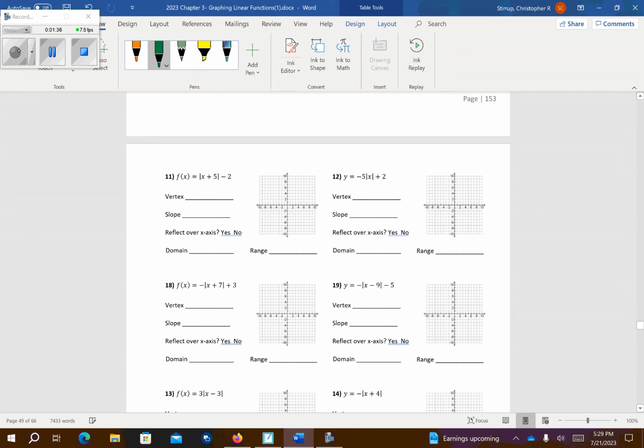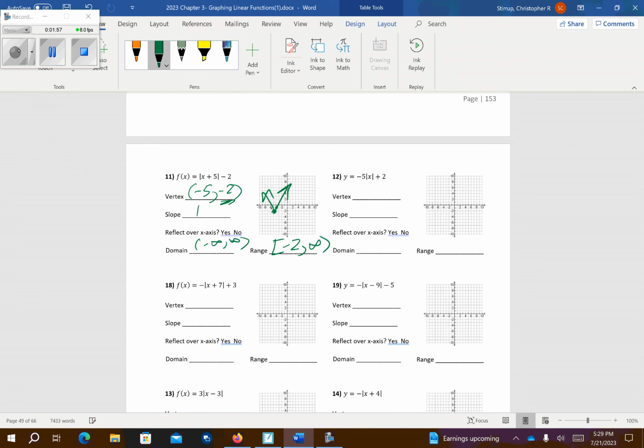Number 11, our vertex will be opposite from the inside for the x, same as the outside for the y. So negative 5, negative 2. Our slope is going to be 1, so right 1 up 1, left 1 up 1. Domain is negative to positive infinity. And it's going to go from negative 2 to infinity.